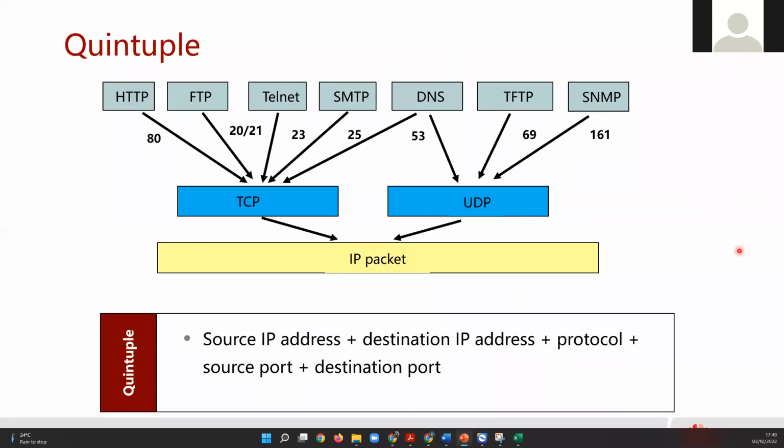If you have any questions, you can still ask on the chat as you try to finish. There's also the concept of the quintuple. A quintuple is five: the source IP address, the destination IP address, the protocol that is going to be used, the source port, as well as the destination port.